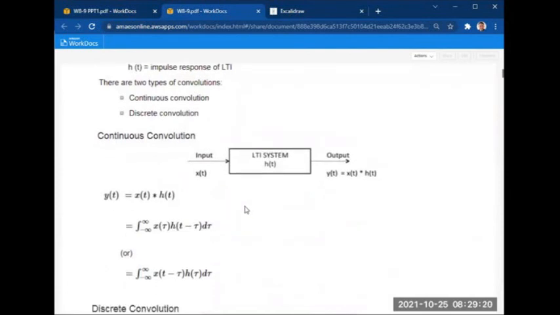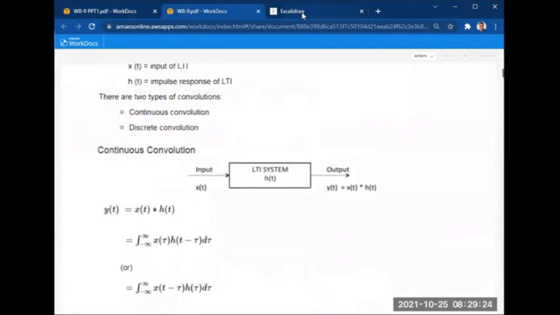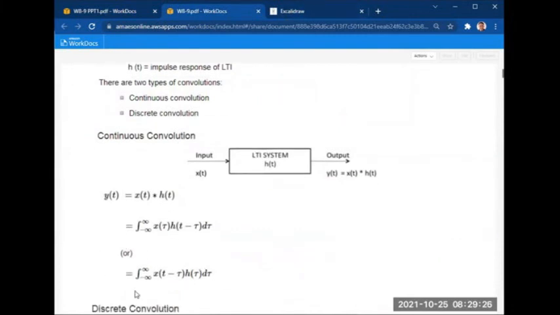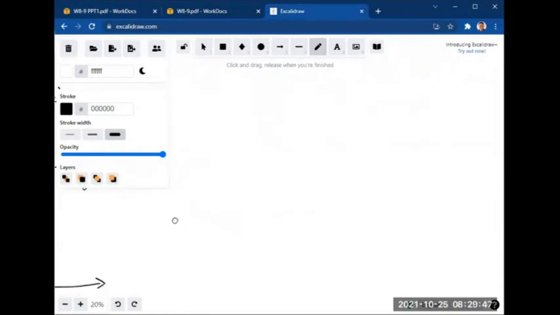So this is the continuous convolution. This is the working equation of our continuous convolution. Let's try to understand where this equation came from.